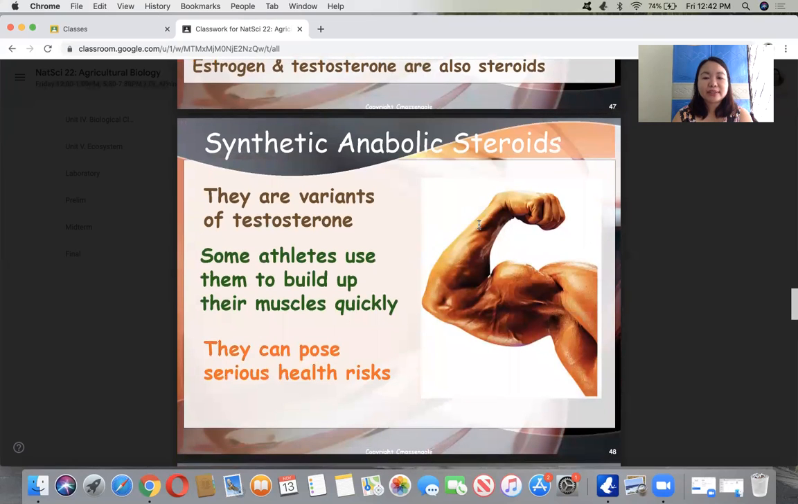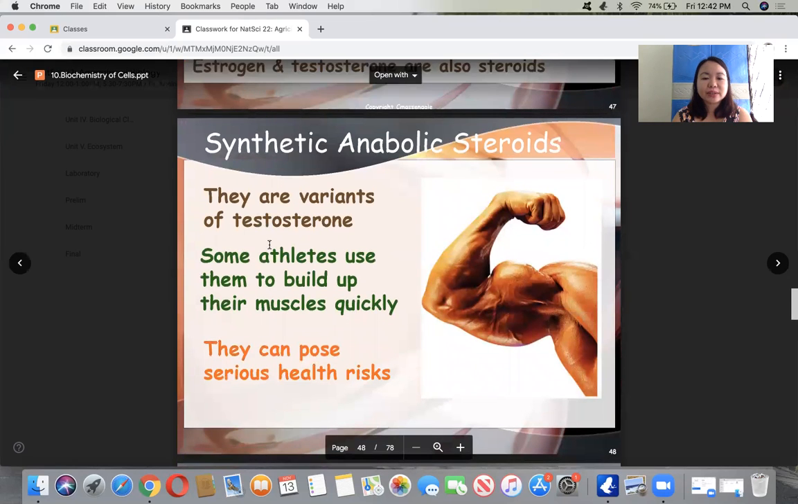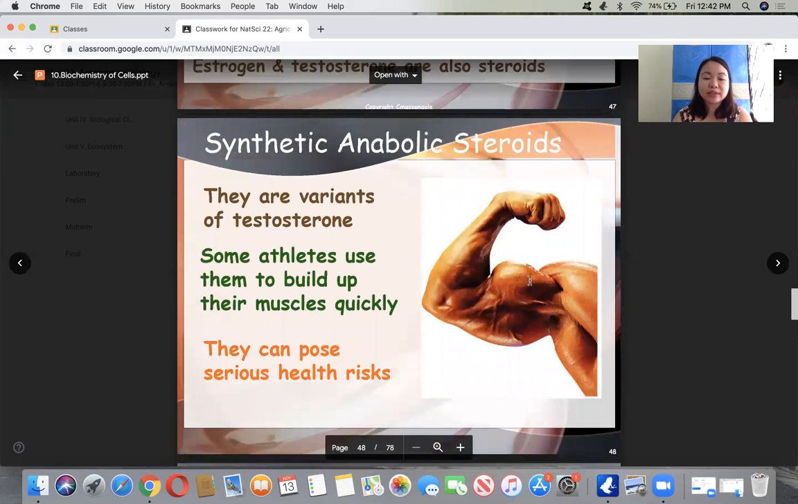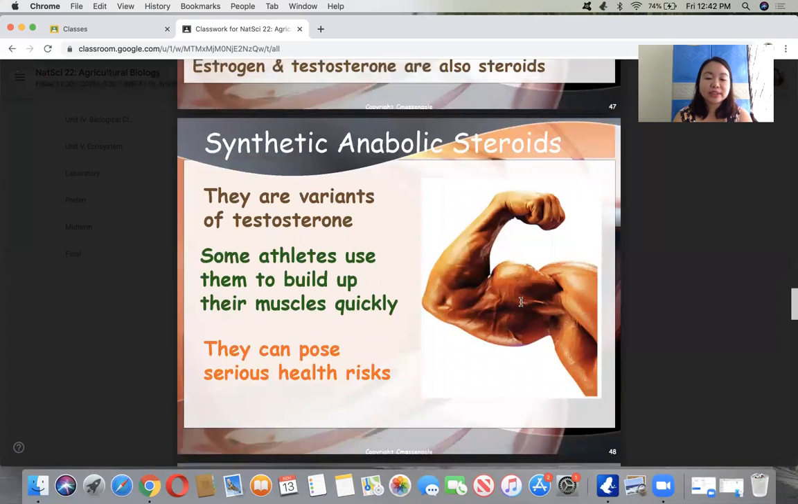Synthetic anabolic steroids are variants of testosterone. Some athletes use them to build up their muscle quickly, but they can pose serious health risks.